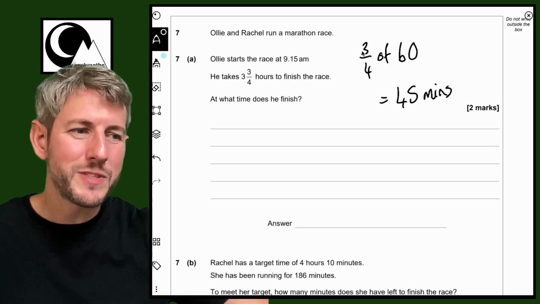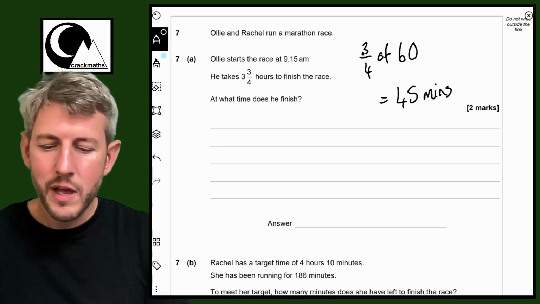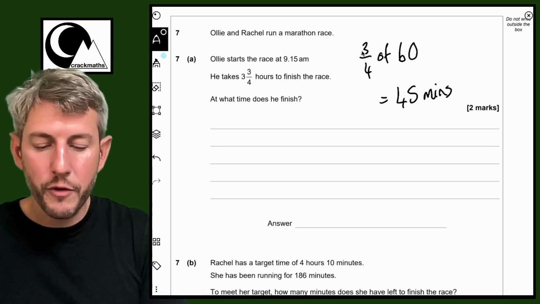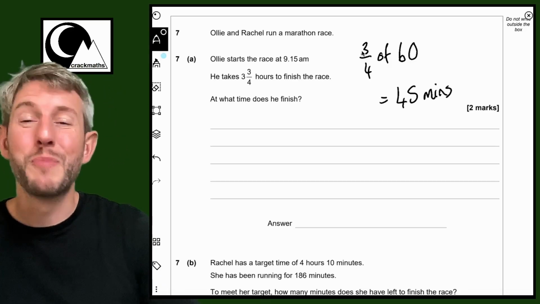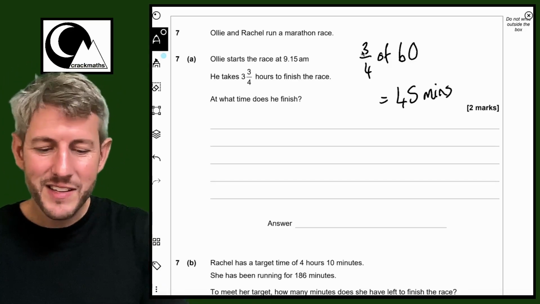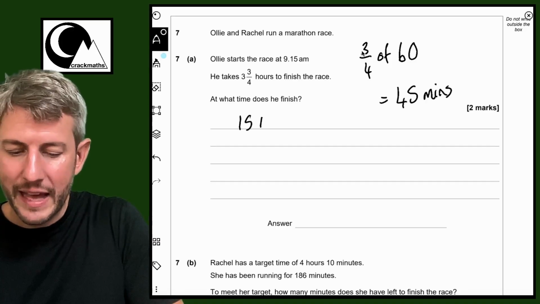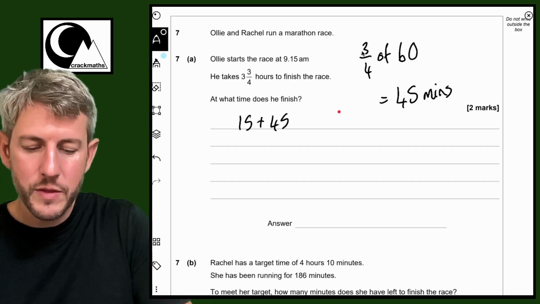But it makes more sense if we just say it out loud. The next bit, 3 hours. So we've got 3 hours and 45 minutes to finish this race. Not to win this race, to finish this race. So we're going to do 15, add 45 for the minutes. Okay, I'll do that with the column method.